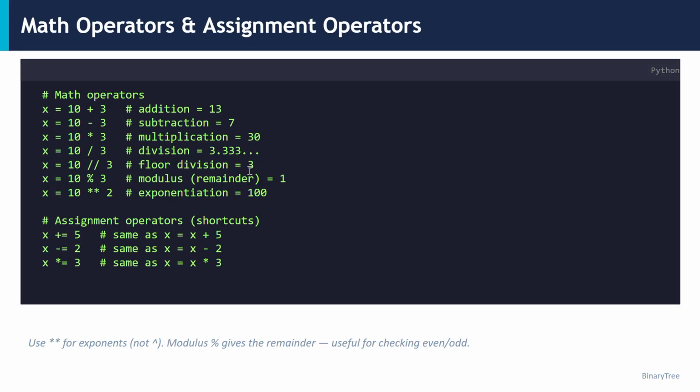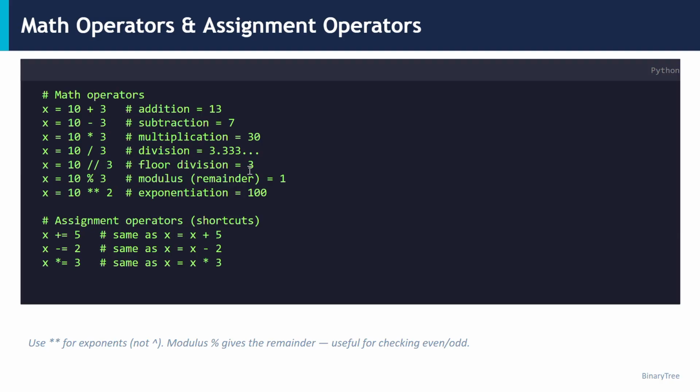Now let's do some math. Python has the operators you'd expect: plus, minus, times, and a few special ones. A single slash divides, a double slash is for division which drops the decimal. The percent sign is modulus, which basically gives you the remainder when you divide the two numbers, which is super useful for checking if something is even or odd. And two stars is exponent. So 10 double star 2 is 10 squared.